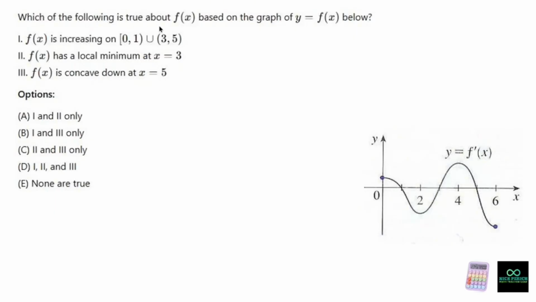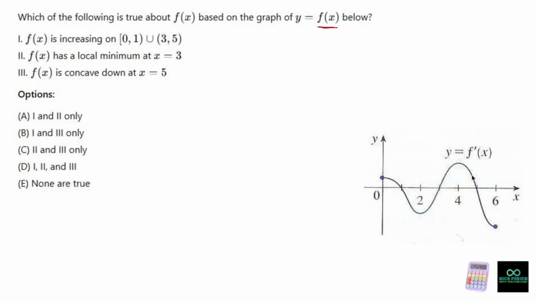Which of the following is true about f of x based on the graph of y equals f of x below? Well, this is a calculator problem that doesn't require a calculator. All right, so we're just looking at the fact that this graph is of the derivative. Okay, so using this information of the derivative, we should be able to talk about the regular function.